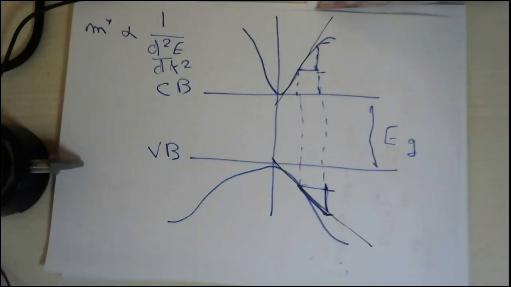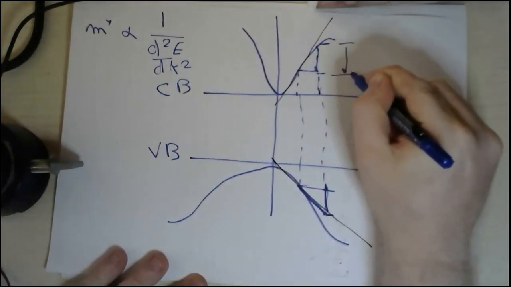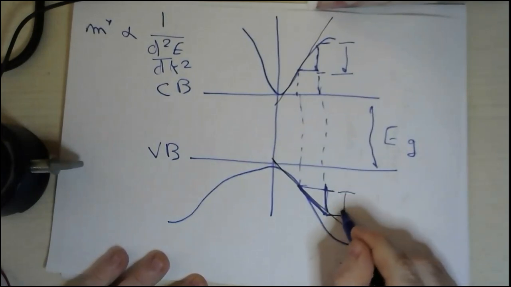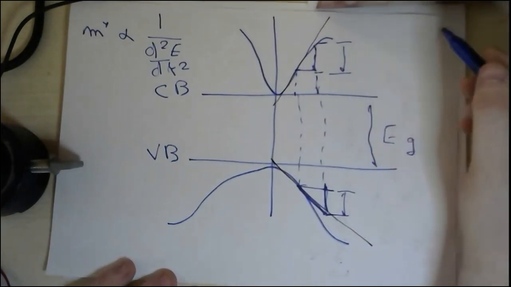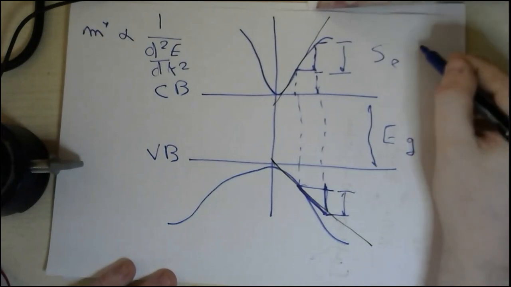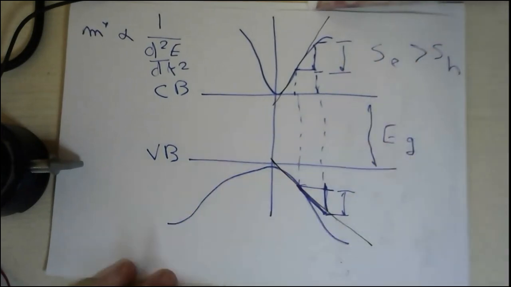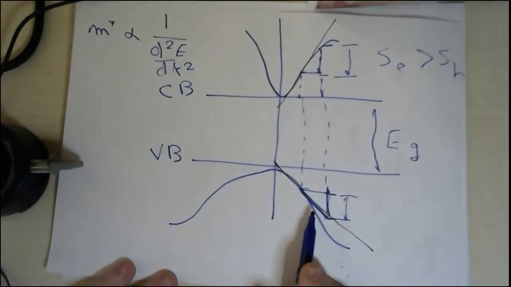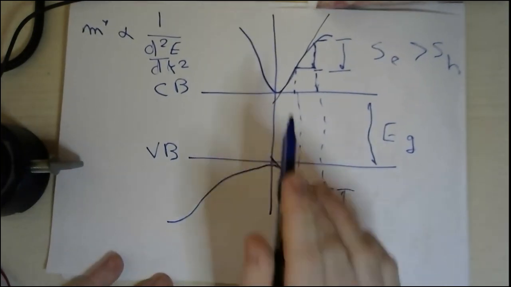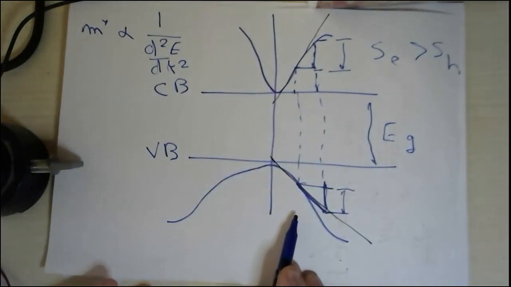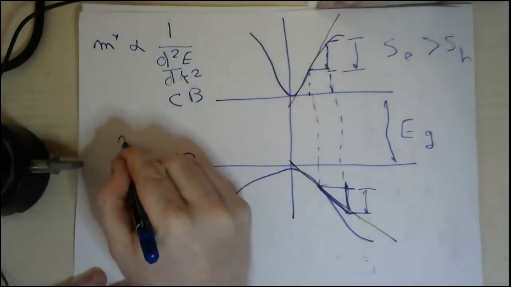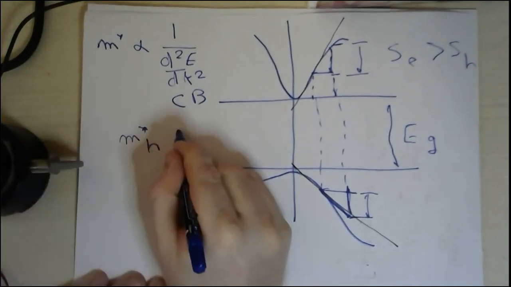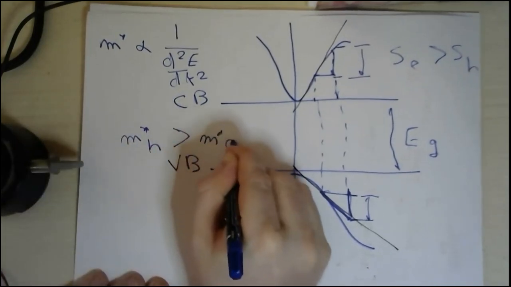As you can see, by comparison, the upper distance here is greater than the distance here, which means that the slope in the upper curve, the slope of the electron, is greater than the slope of the hole curve. Since the effective mass is 1 over the second derivative, that means that the effective mass of holes is greater than the effective mass of electrons.